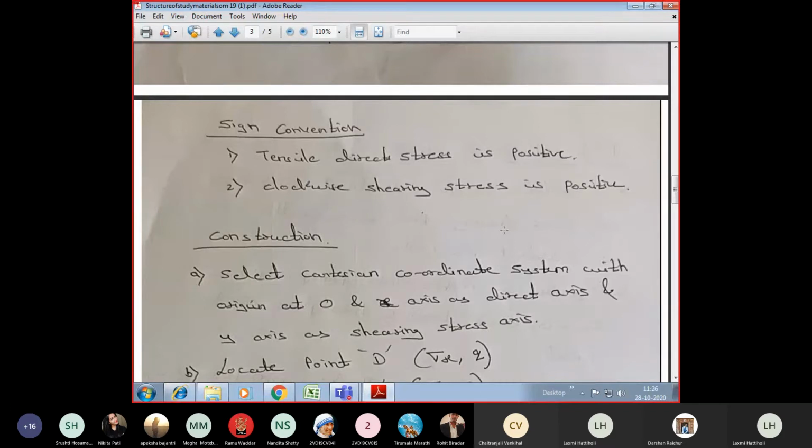And clockwise, the shearing stress is going to provide some moment, right? So the complementary shear which is generated in a 2D stress system is going to provide you some moment. If that moment is clockwise, then it is positive. If it is anti-clockwise, then it is negative. This is the other sign convention. Of course, I'll explain this while explaining the numerical examples.